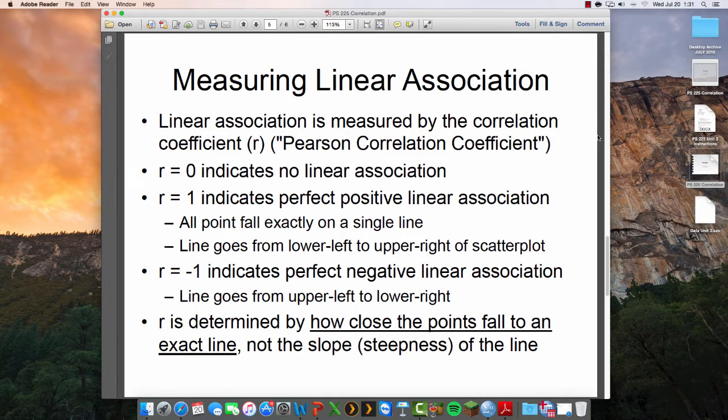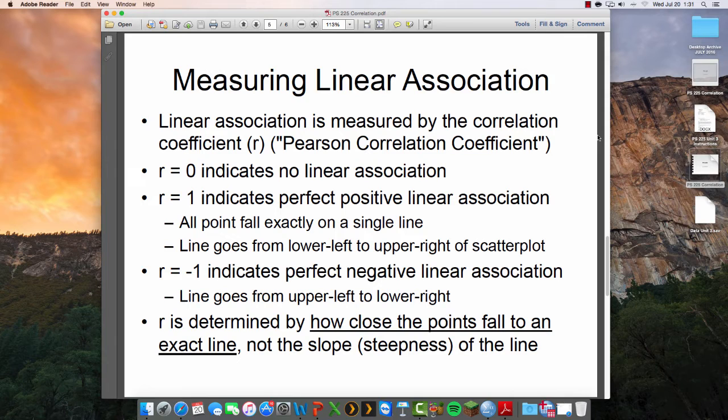So how do we measure linear association? Well, linear association in our particular case, and in most cases, is measured by the correlation coefficient, or R, formally Pearson's correlation coefficient. Generally, you'll just hear people say R, or Pearson's R. R can range in value from -1 passing through 0 to +1.